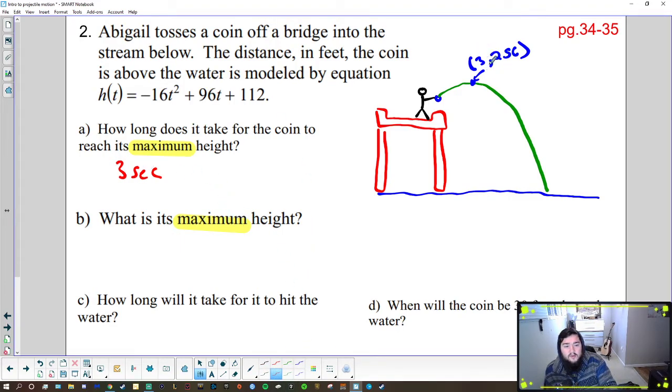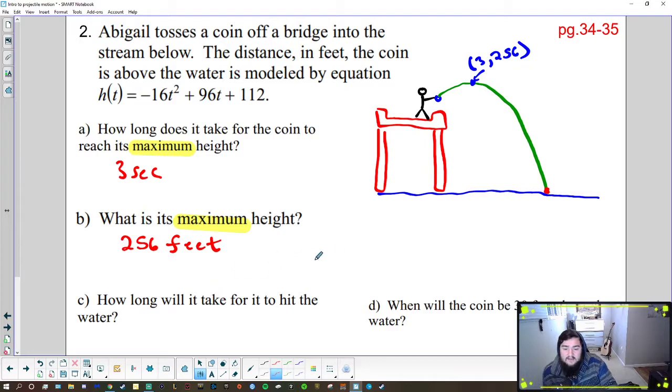So after 3 seconds, the maximum height of my coin is going to be 256 feet. Units are super important. So 256 feet is the maximum height of this coin that's being tossed. So our coin starts on the bridge, it gets thrown. After 3 seconds, it gets to its maximum, which is at 256, and then the coin is going to fall until our coin finally enters and hits the stream below.